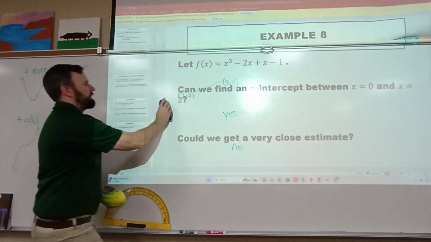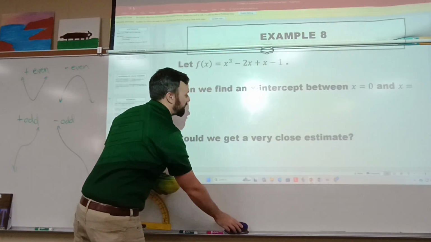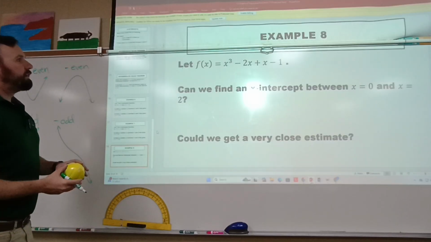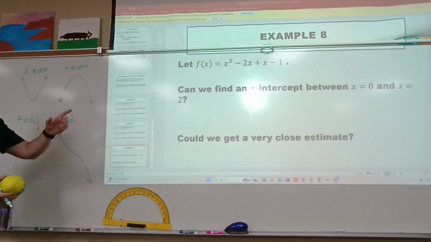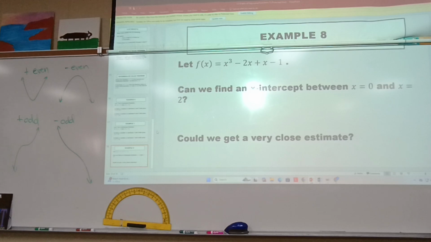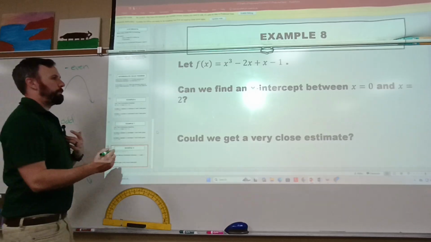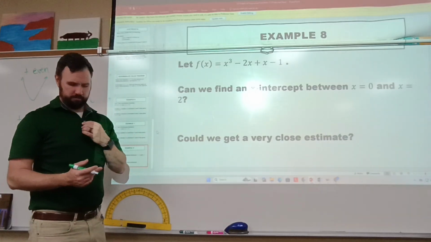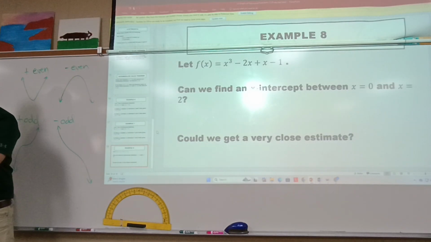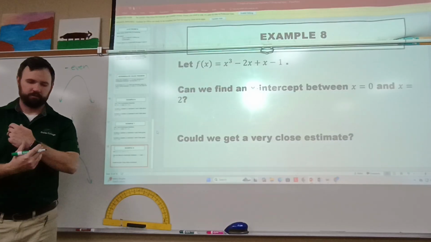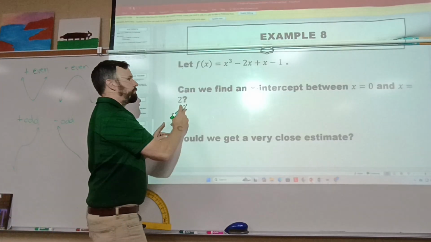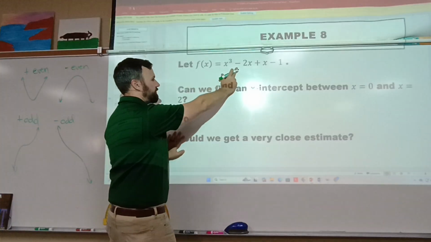All right, here's what you're going to do with it. Will we find an x-intercept on that graph between 0 and 2? That one is not factorable. That's non-factorable. We don't have any tools to do it. Here's how I would do it. Remember with the average rate of change, we had to plug it in to find our y values? So we need to plug these in to find our y values.